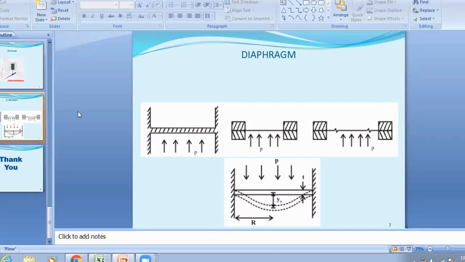Another advantage I forgot to mention: the bellows is much more sensitive than the Bourdon tube, because the internal spring is loaded. That is why it is much more sensitive. Now come to the diaphragm. The diaphragm is one type of flexible membrane.